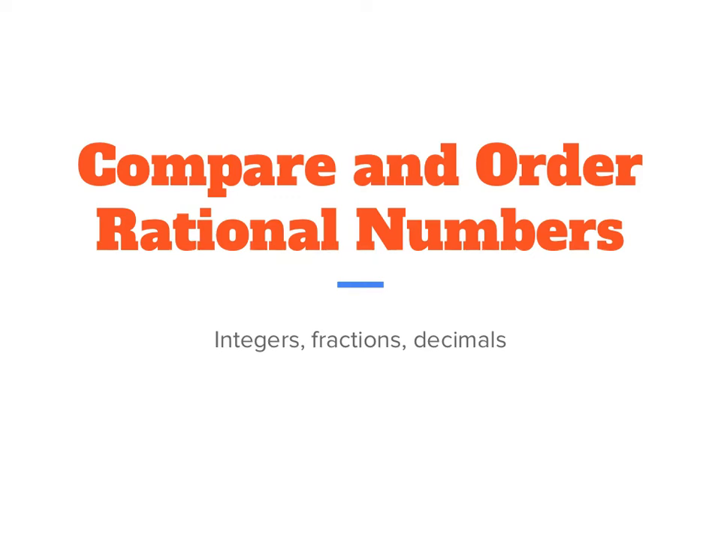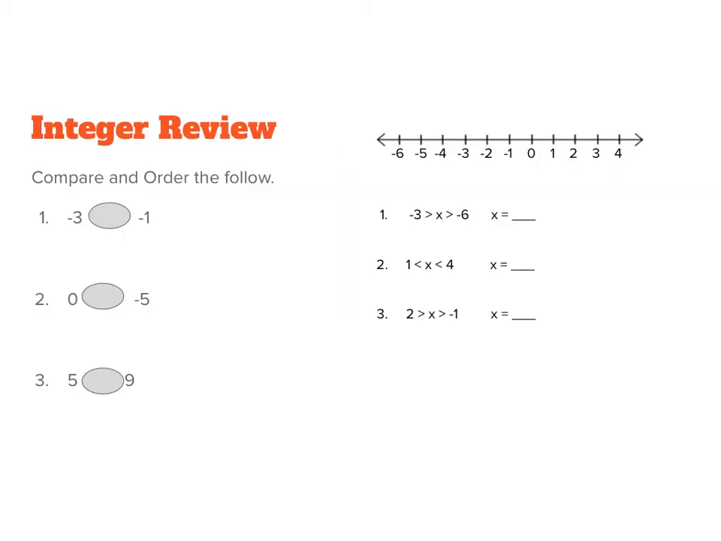So what we're doing today, we're comparing and ordering rational numbers. We're including integers, fractions, and decimals. Before we weren't including the negative numbers, but now we're going to go ahead and include those here. So let's review what you've done before.